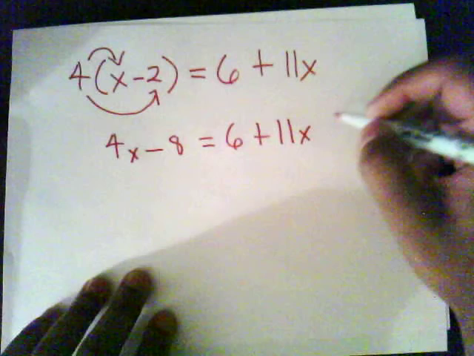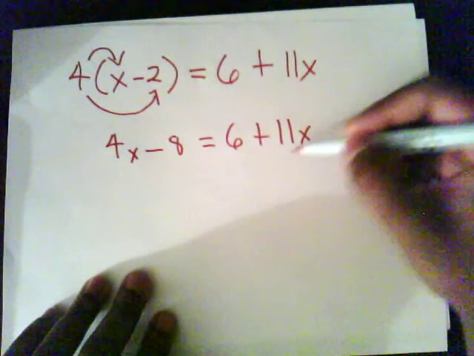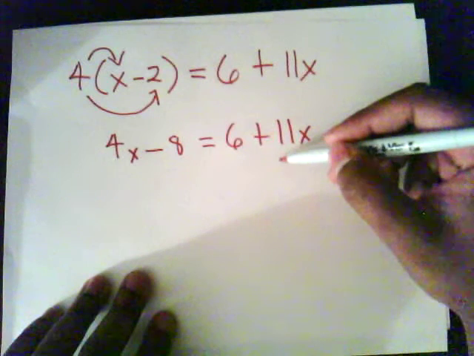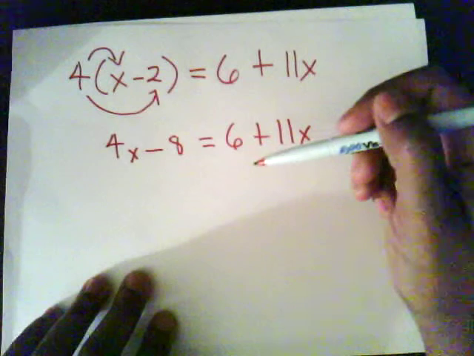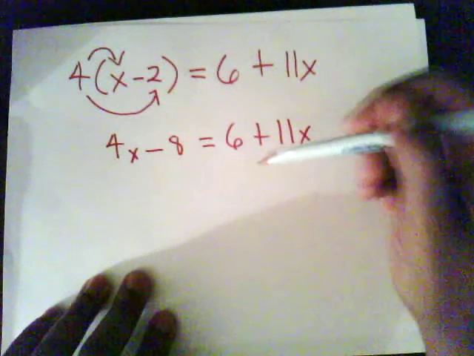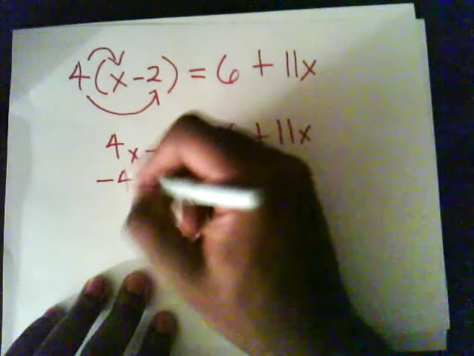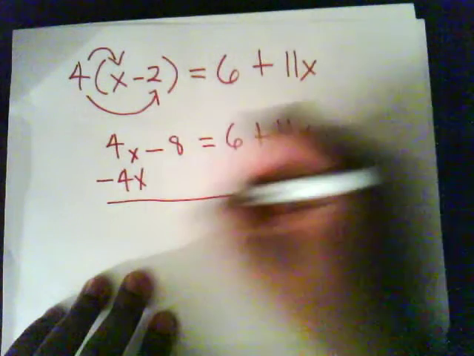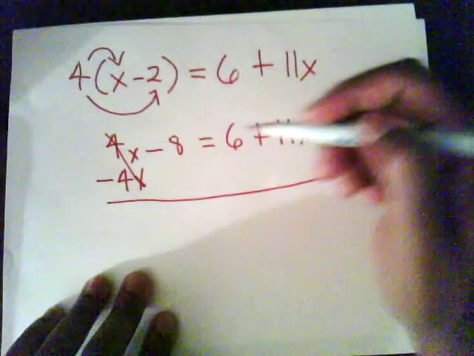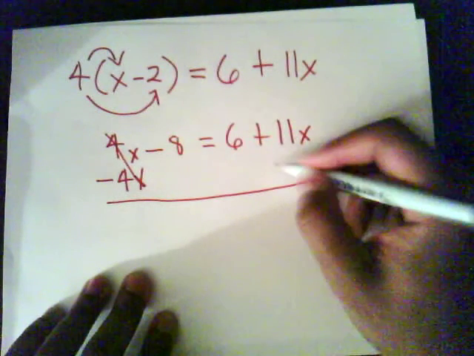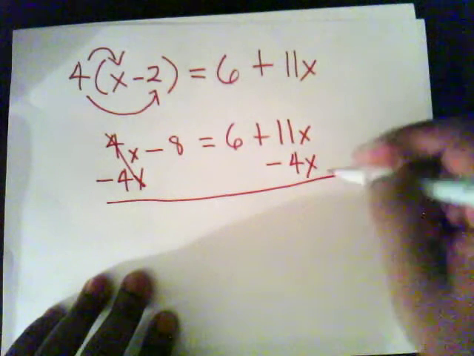So what do we want to do first? Well, if we were to bring this 11x over, we would have to subtract it. 4x minus 11x is negative 7x. We could do that, but we want to avoid that, again, if possible. So let's subtract 4x from each side. 4x minus 4x is 0, so we can cross that out. 11x minus 4x is 7x.